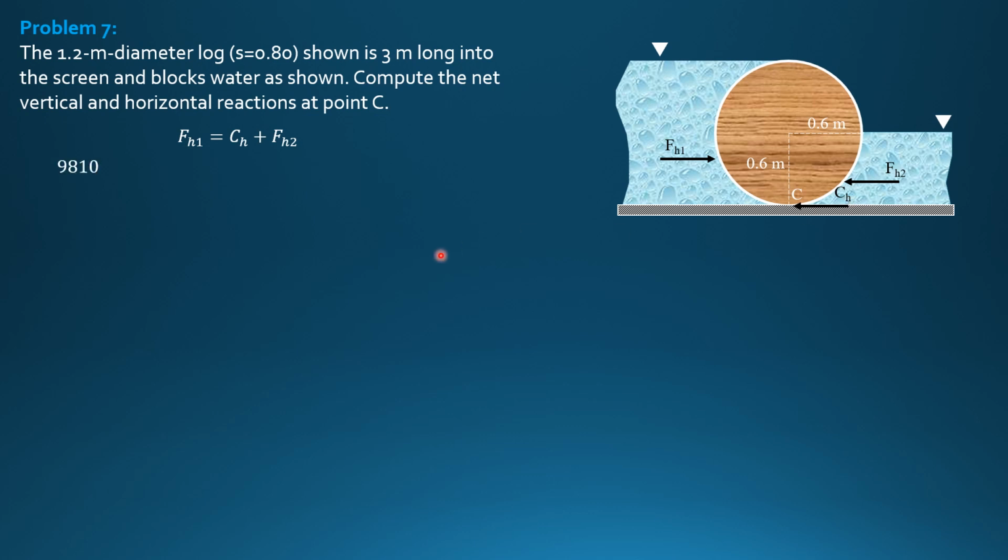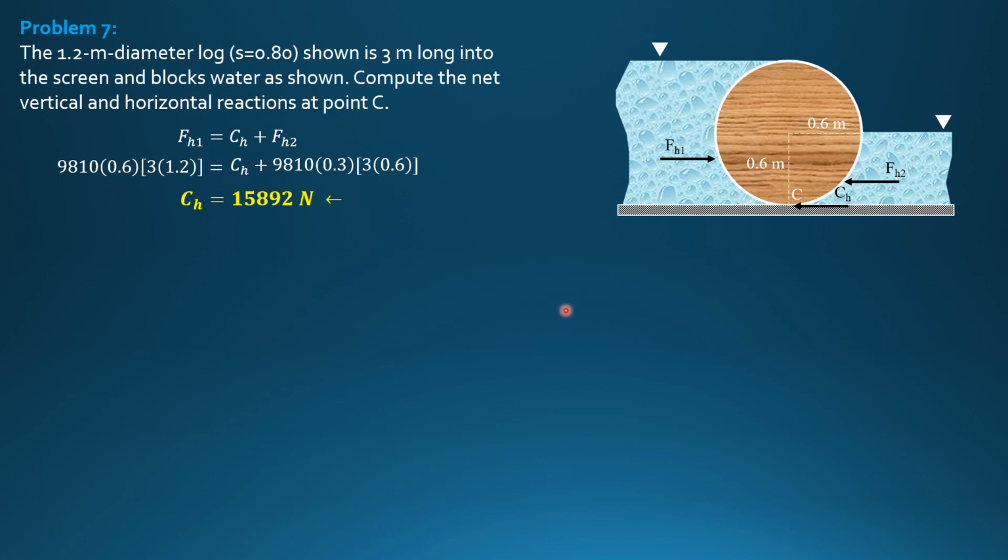Where FH1 is 9,810, bar h is 0.6, area 3 times 1.2, equals CH plus FH2, which is 9,810, bar h is 0.3, half of 0.6, area is 3 times 0.6, since the depth is 0.6. Solving for CH is 15,892 newtons and it is leftward.